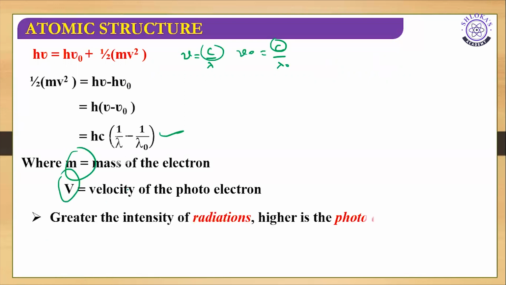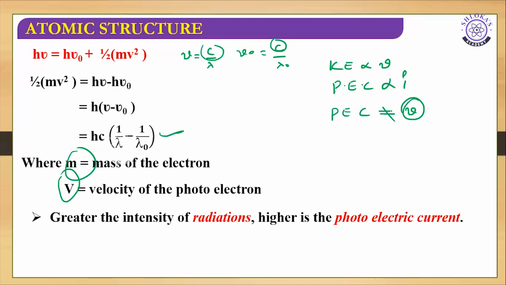Greater the intensity of radiations, higher is the photoelectric effect. If intensity increases, kinetic energy never increases. See here, kinetic energy of the ejected electron is directly proportional to frequency, right? And photoelectric current, PEC, is directly proportional to intensity. Photoelectric current is independent of frequency. It does not depend, right? At the same time, kinetic energy of the ejected electrons is also independent of intensity. Do you all understand? Right.